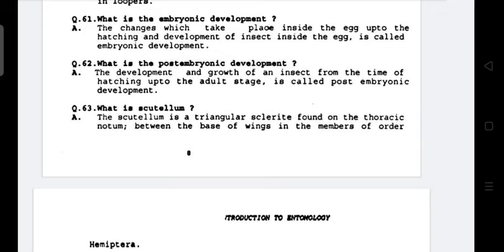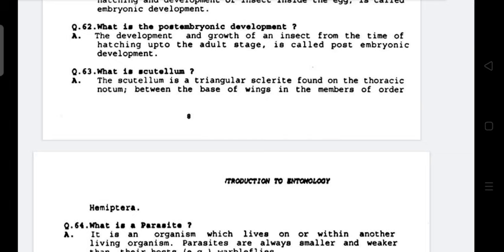What is scutellum? It is present in hemipterous insects. We call them bugs. The scutellum is the triangular sclerite found on the thoracic notum between the base of wings in the members of order Hemiptera. It is the part where we place our pin to mount the insect.